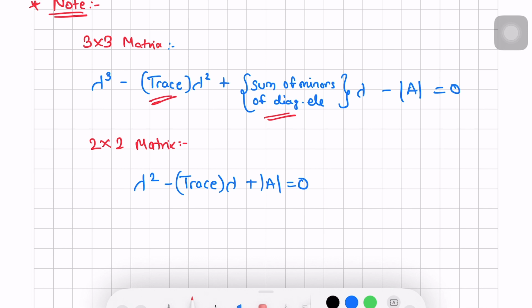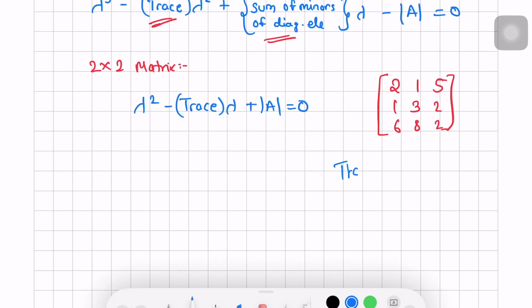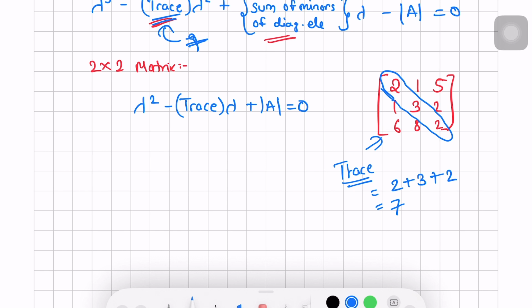So let's consider a matrix example: 2 1 5, 1 3 2, 6 8 2. To calculate the trace of this matrix, the trace is simply the sum of the diagonal elements of a matrix. So in this matrix, the trace would be 2 plus 3 plus 2, which will give us 7. So 7 will just be substituted here as the trace of the matrix. So you get it? Trace means the sum of diagonal elements.